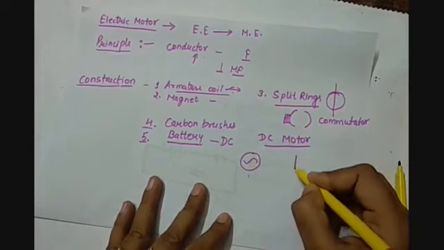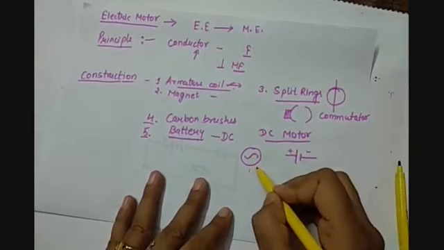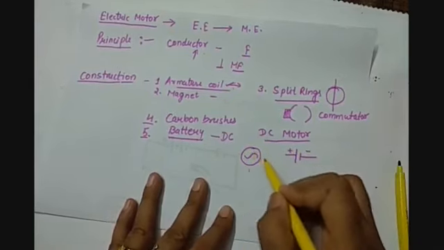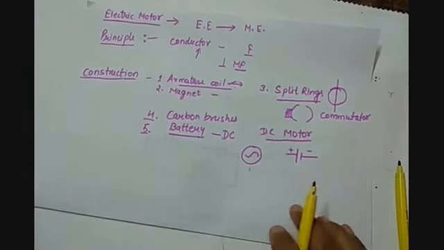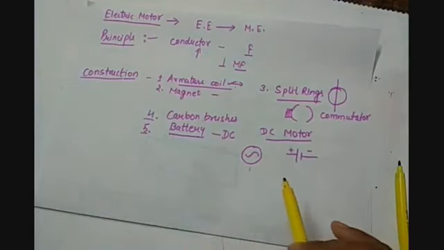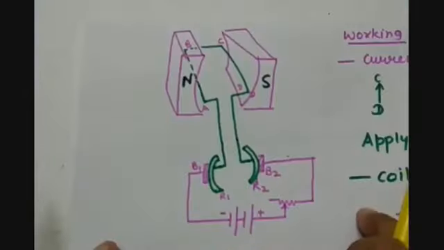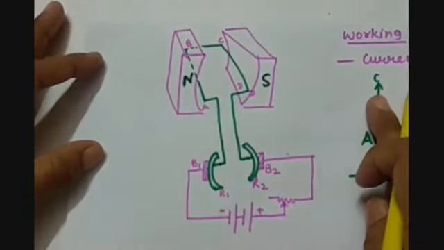For a battery we have this symbol. For the AC source we have this symbol. So remember, this is the difference between the AC and DC motor. Here we are doing the electric motor which is a DC motor. So dear students, now let me show you the parts of the electric motor, then we'll quickly do the working of the electric motor.